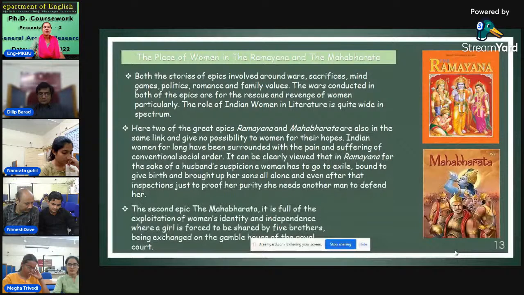The second epic, the Mahabharata, is full of the exploitation of a woman's identity and independence, where a girl is forced to be shared by five brothers, being exchanged in the gambling house of the royal court.